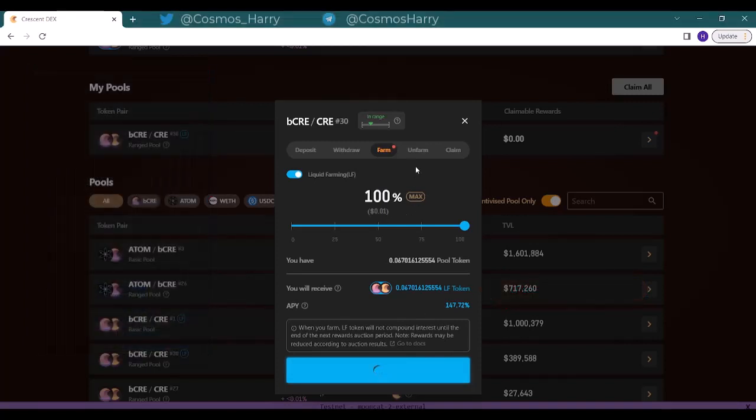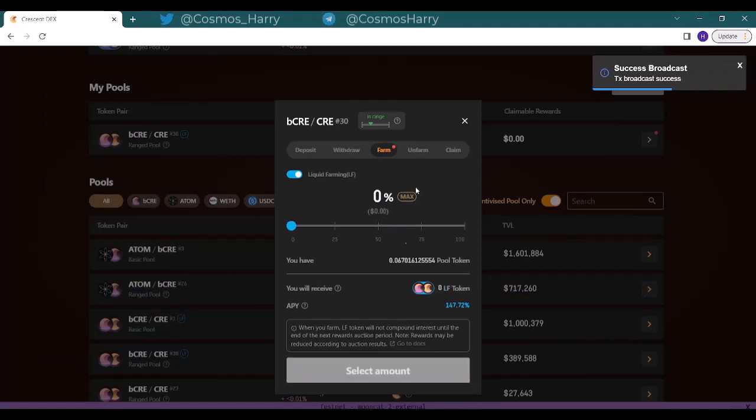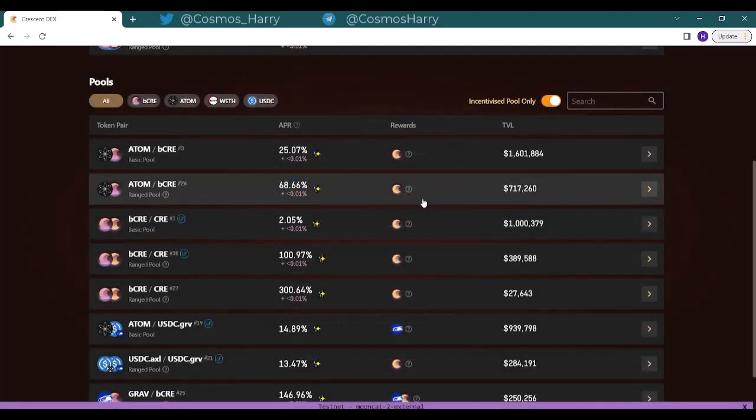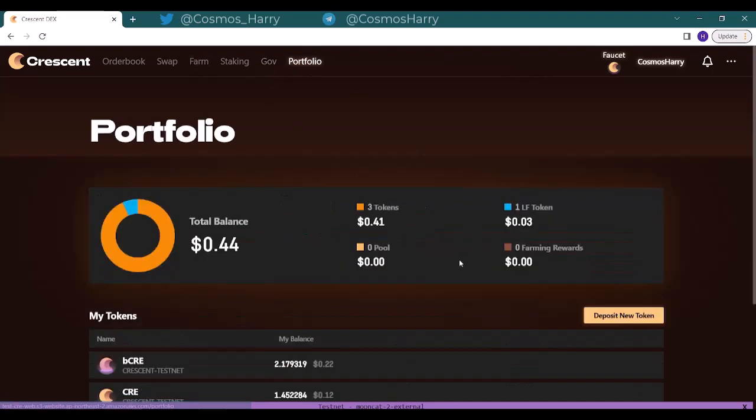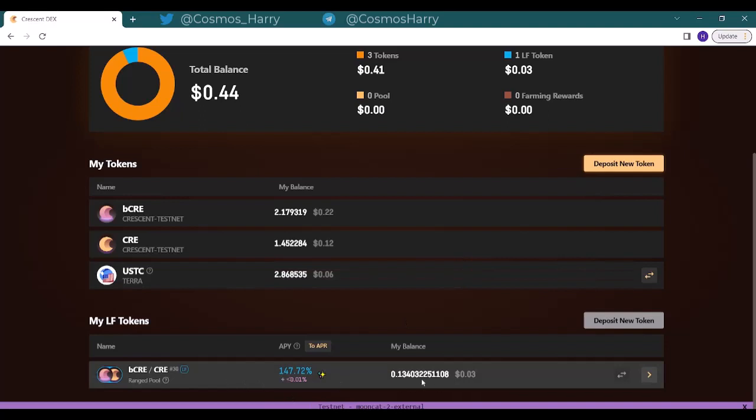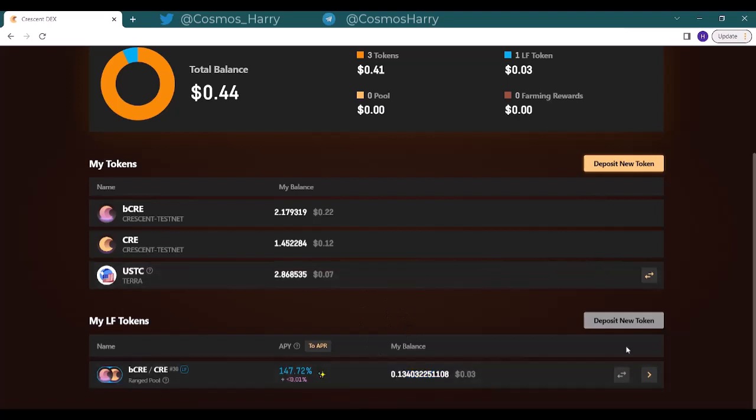Approve. Now let's check. Now here it was saying 0.01, now it says 0.03, and let's check our portfolio. At the bottom you can see this is my balance of LF tokens, which are minted as soon as I click the farm button. I assume from here you can send your liquid farming tokens to the lending protocols.